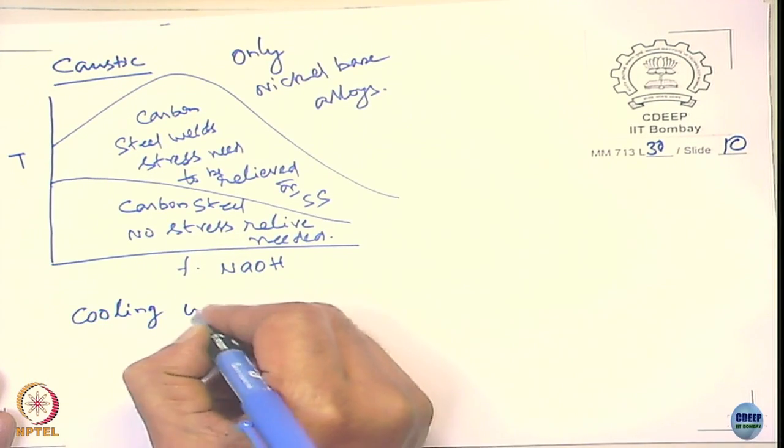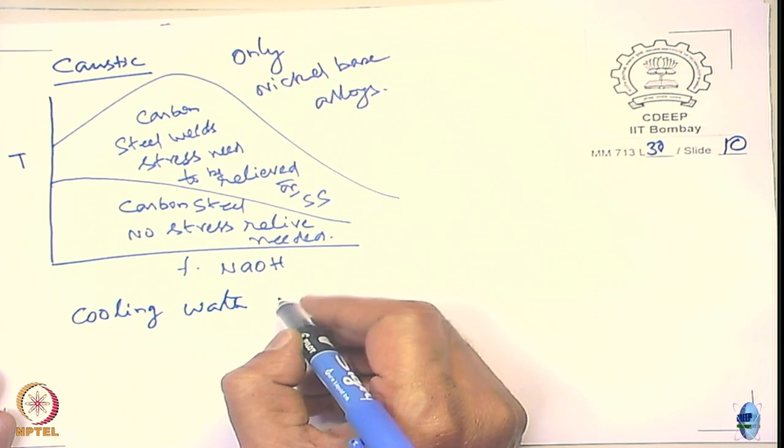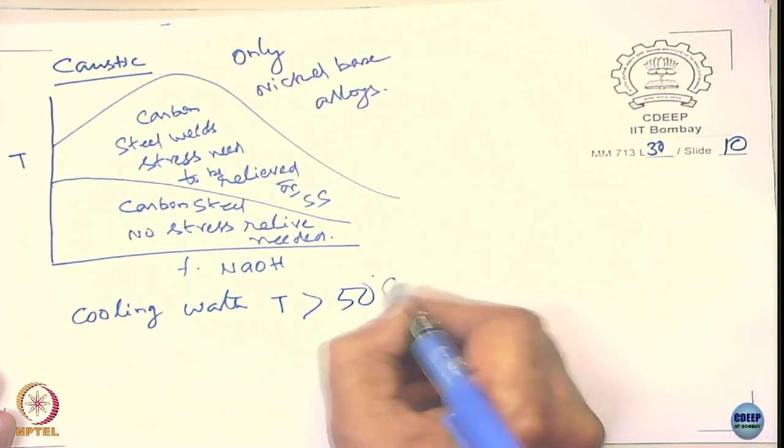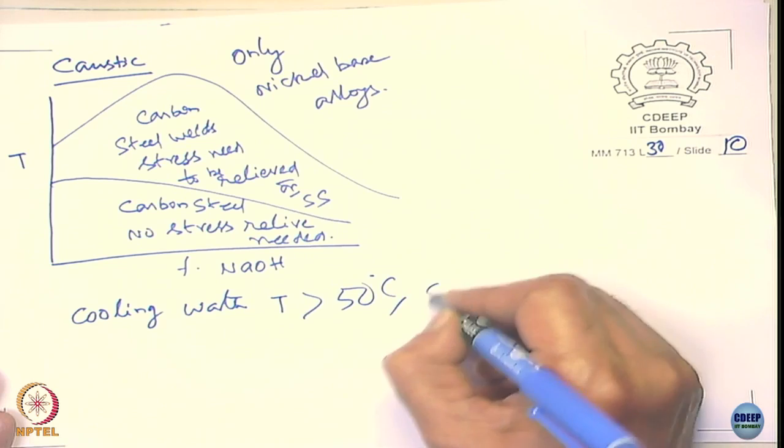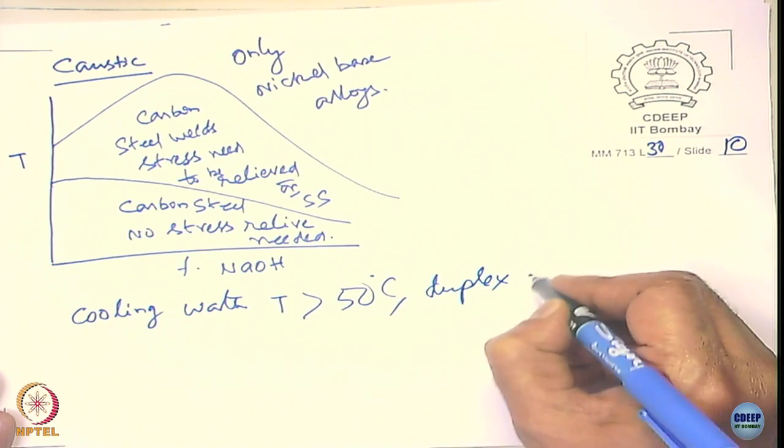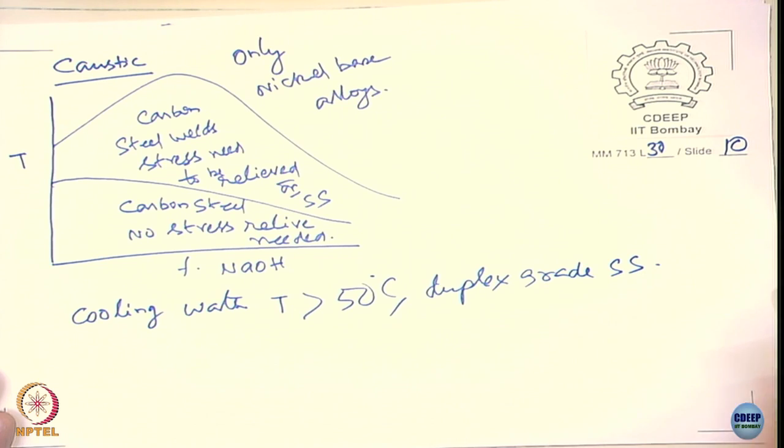Going back, we talked about cooling water, right? If the temperature is going to be greater than 50 degrees Celsius, how do people tackle it? They use duplex grade stainless steels. So, you could find a solution, right? Where you cannot use it, what do you do? You bring down the intensity of the environment. In boiler water at 280 degrees Celsius, you cannot use duplex steels. So, what happens? You get rid of chlorides, you get rid of the oxygen content.